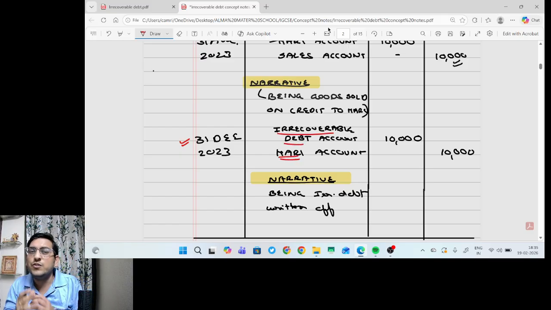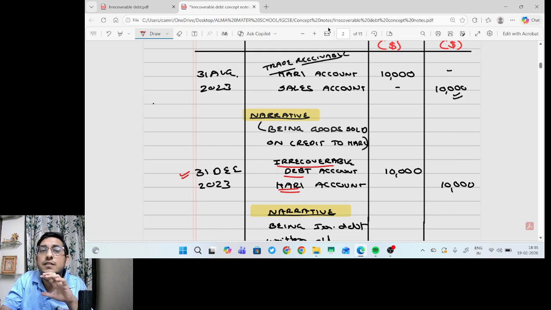What do you understand by this? By the irrecoverable debt, can I say Hari was debited when it was a sale, and when we write off the loss, Hari is credited? That means we have closed the account of Hari.